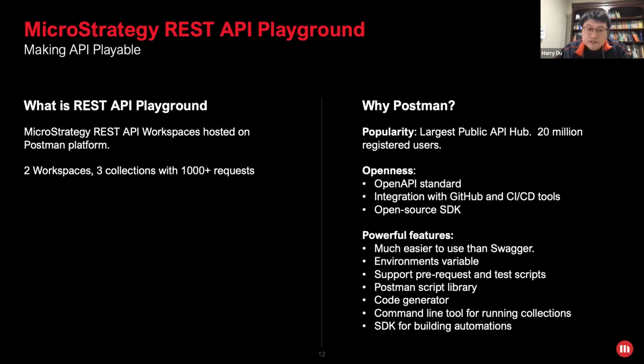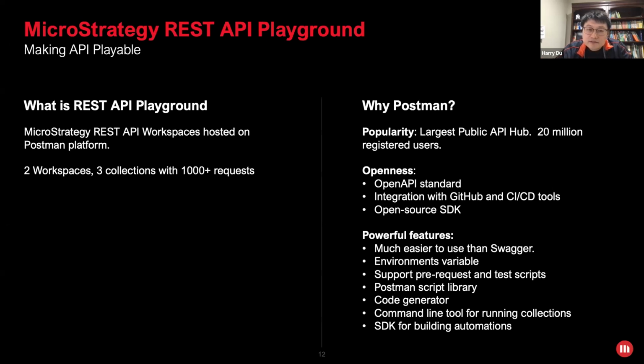You can get the OpenAPI spec from our library server. There's a URL you can get. It is integrated with GitHub and so many CI/CD tools. So if you build a project on top of Postman, you can leverage those functionalities. And it also has a lot of open source SDKs. We'll show you some examples. For example, there's an SDK to parse your collections. There's an SDK for you to run the collections, and there's an SDK for you to automatically generate the code from the collection.